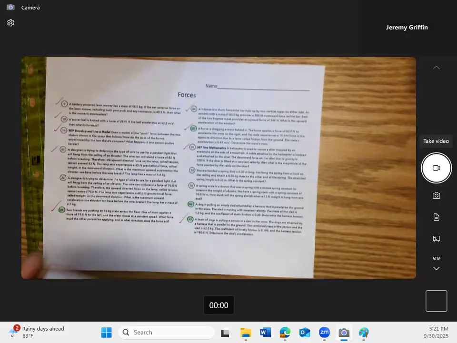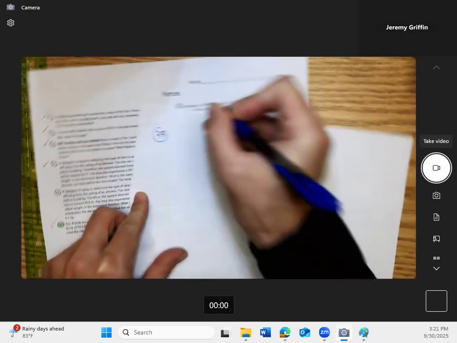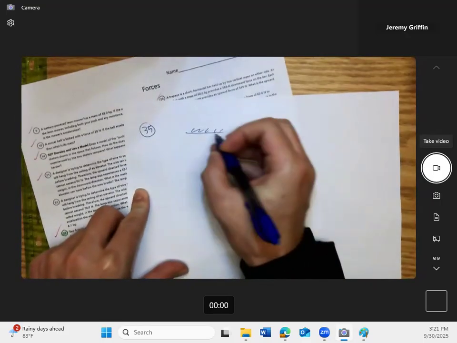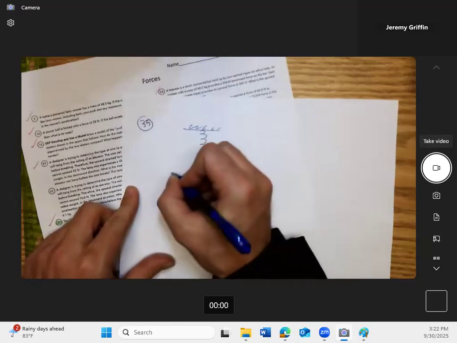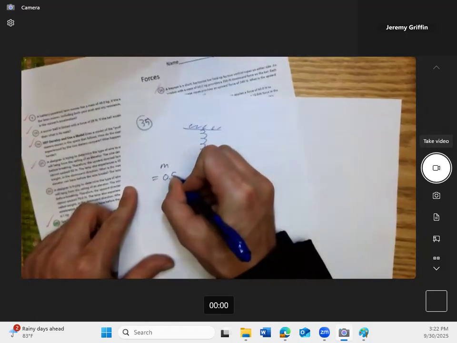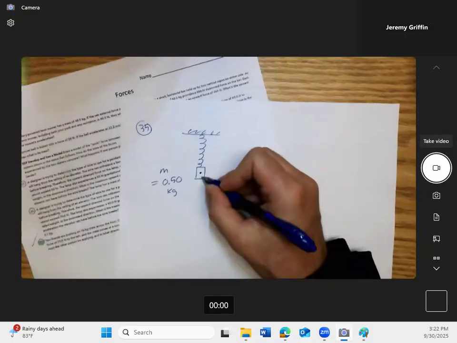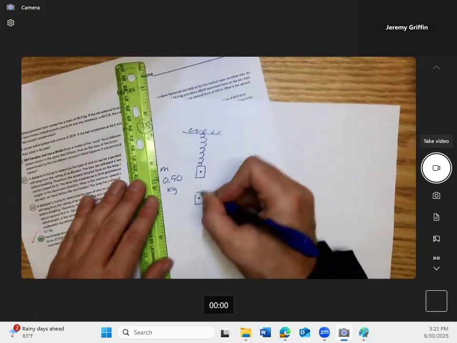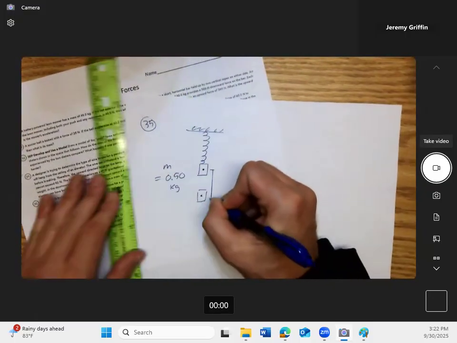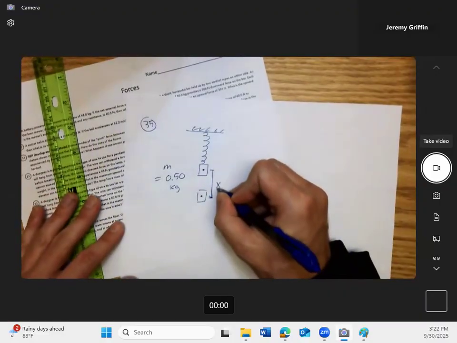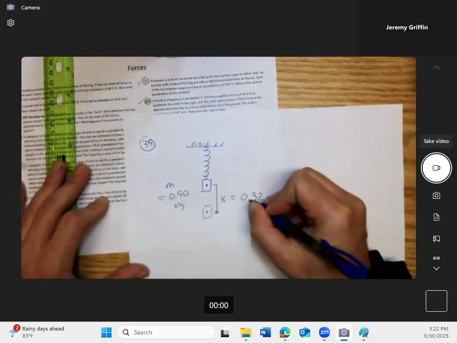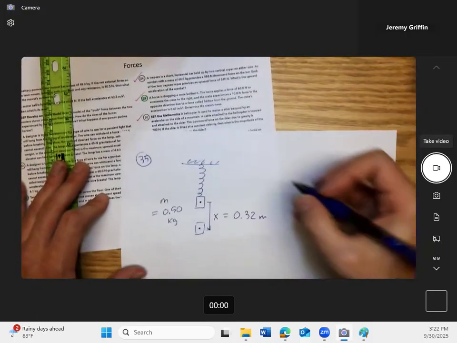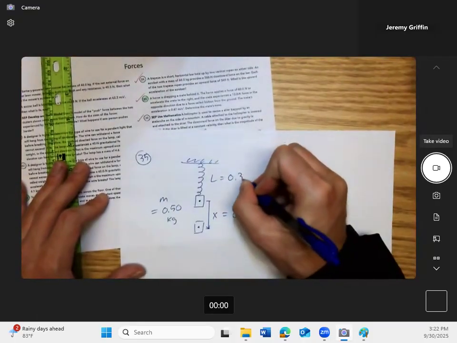So number 35. We got the ceiling, we got a spring, we hang that lab mass. This is a mass of 0.50 kilograms. And then this whole thing stretches. I don't think my picture's to scale, but you guys can name it. This whole thing stretches 0.32 meters. Actually, that's not far off. The initial length was 0.30 meters.